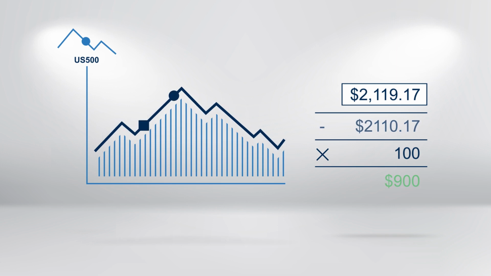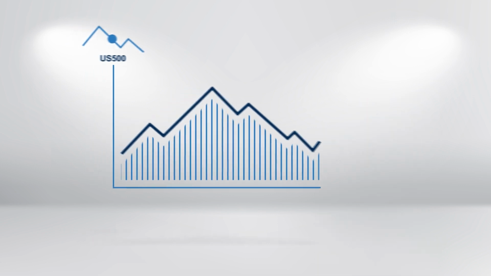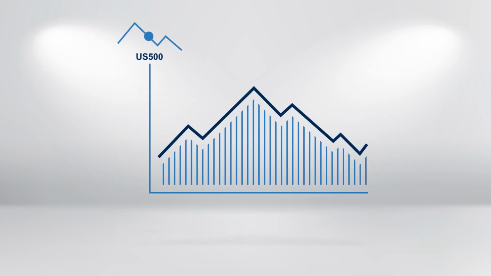On the other hand, a rise in the price of the index to 2,132.17 creates a loss of $1,300 when squared at this price. That is 2,132.17 minus 2,119.17 times by 100, which equals 1,300. Index prices can move up and down very quickly if unexpected economic news is announced, for example. The short position in our example could quite easily be subject to an immediate and bigger loss in excess of the $1,300 in our example.